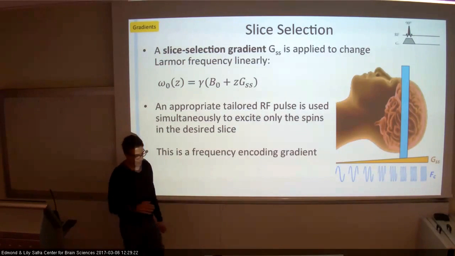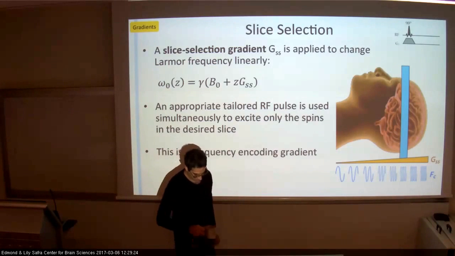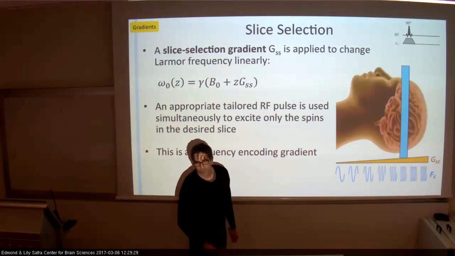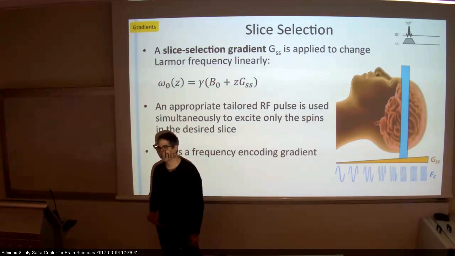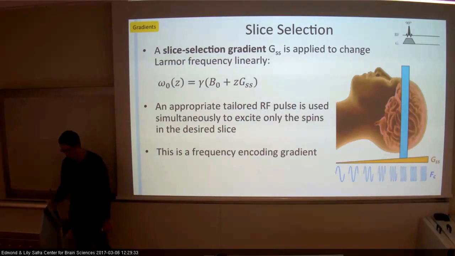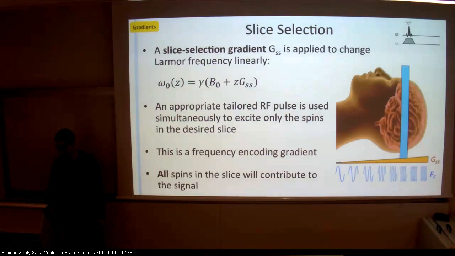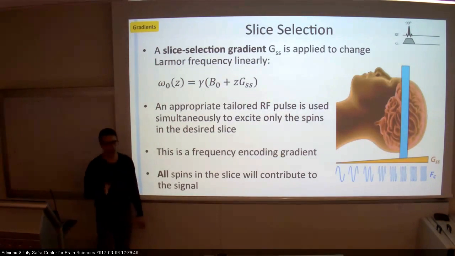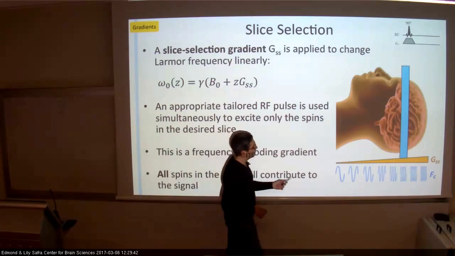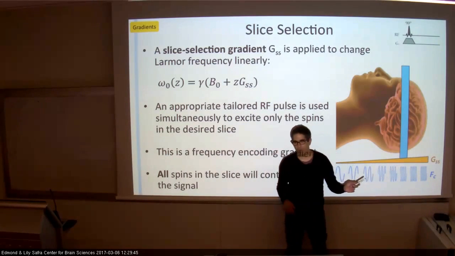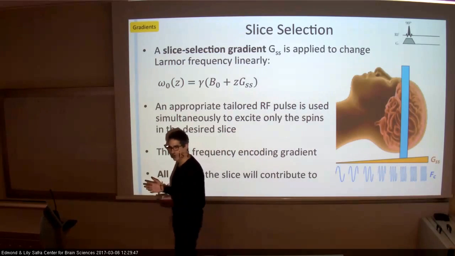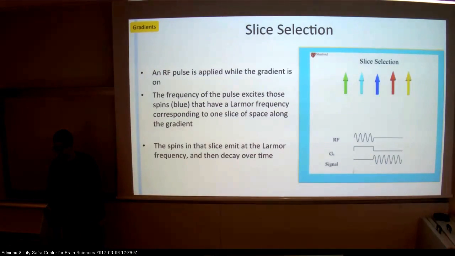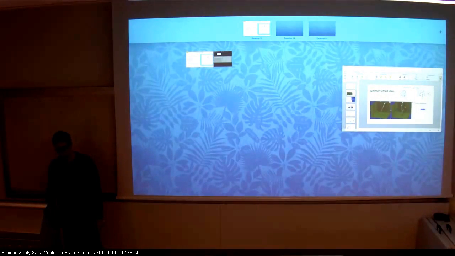You change it to a 2D problem, but the problem is now in the YZ plane. So are you allowed to have gradients on the Z axis? Yes. Okay. But otherwise you won't be able to. But all the spins in this slice for now that I have in here are going to contribute to my signal. So it's still a big problem, right? I have many locations, and all of them will contribute to my signal. I still need to do something.